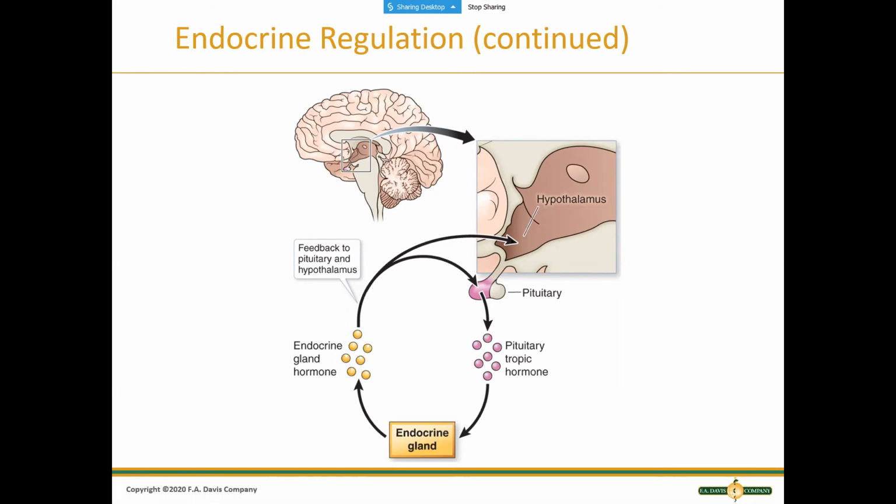This is an example of that feedback loop. The hypothalamus tells the pituitary gland to secrete the hormones which travel down to the endocrine gland. That endocrine gland might be the adrenals. And then the endocrine gland, the adrenal gland, or the thyroid gland secretes hormones, which then tell the hypothalamus and the pituitary, hey, we've got enough of this hormone. You can chill out. It's that feedback loop.